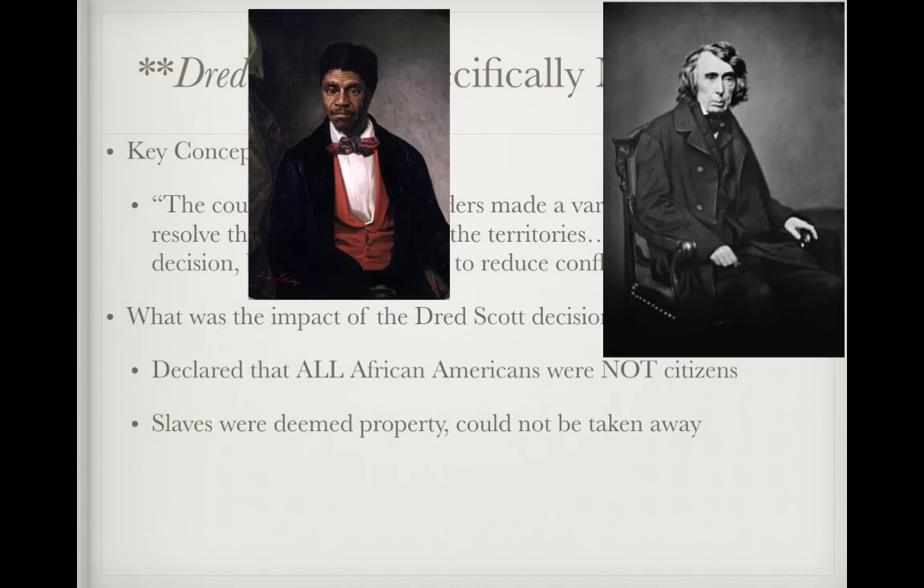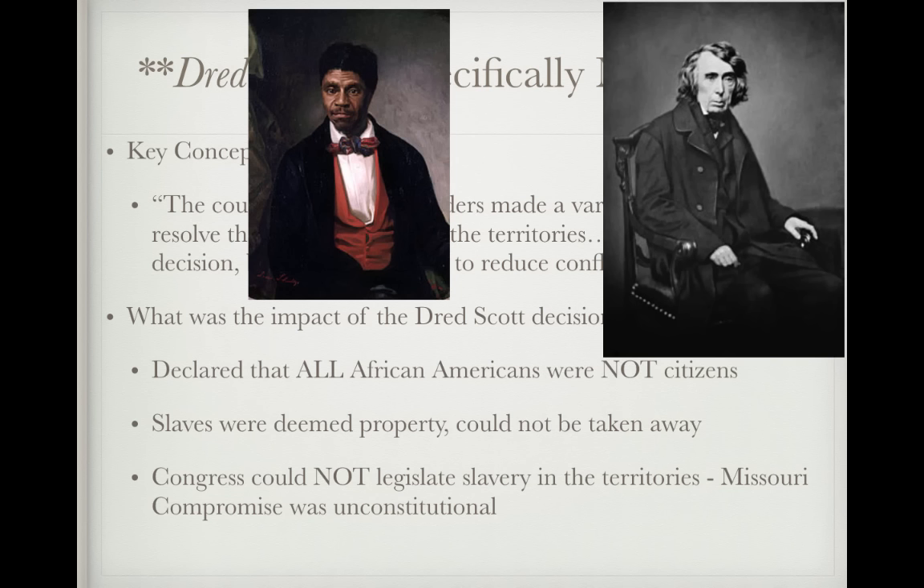Slaves were deemed property, therefore they cannot be taken away because the 5th Amendment protects property. And Congress could not legislate slavery in the territory. So the Missouri Compromise, which was already overturned with the Kansas-Nebraska Act, that is deemed unconstitutional. And the Supreme Court said Congress had no right to regulate slavery in the territories.